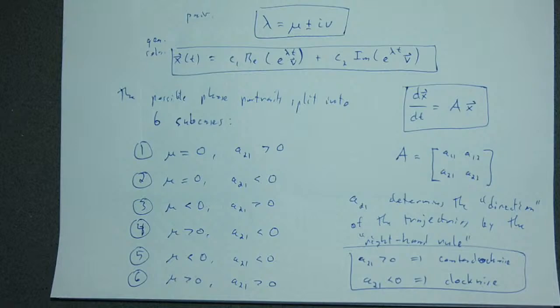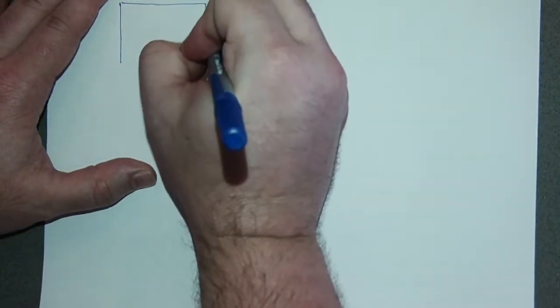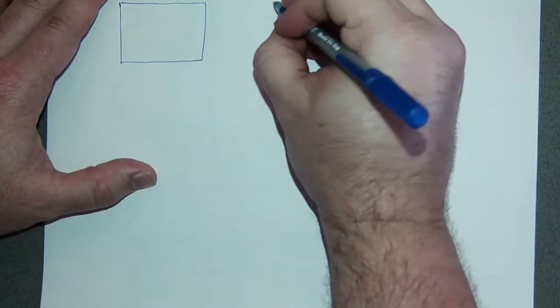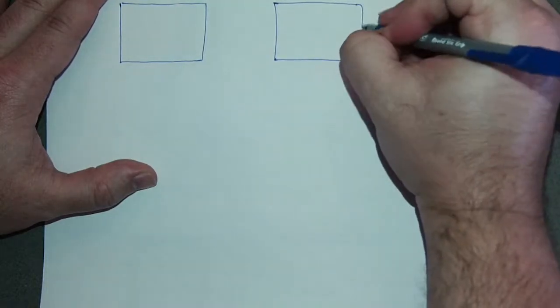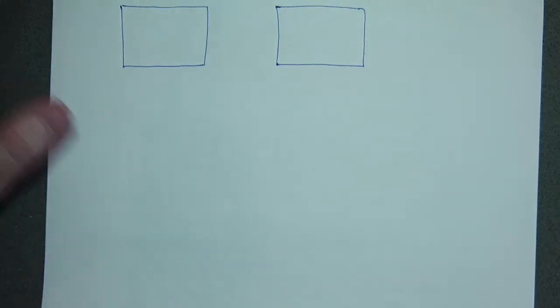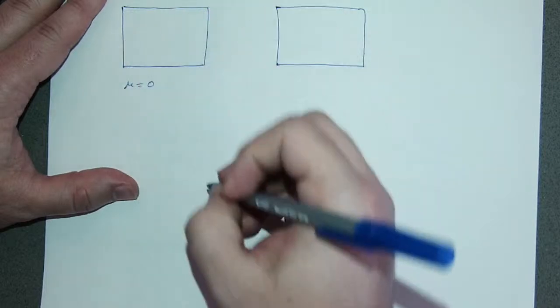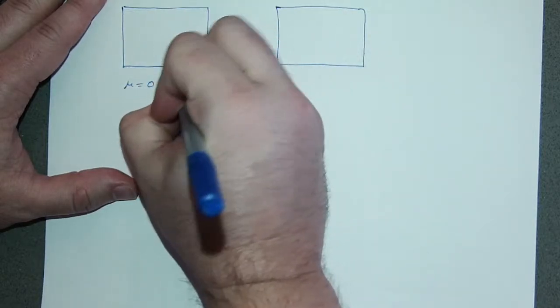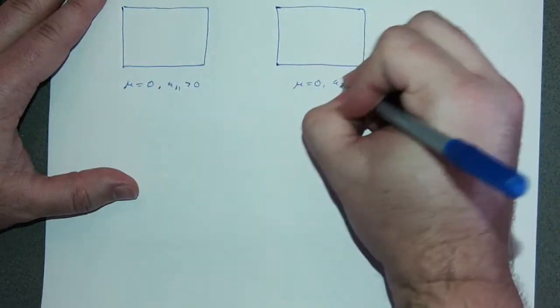Okay. So then what do these pictures look like? I get two pictures here that are almost identical. This is going to be the case when mu is equal to 0, that is, the real part is equal to 0. And here we'll say A21 is positive, and then we have mu equal to 0 and A21 negative.